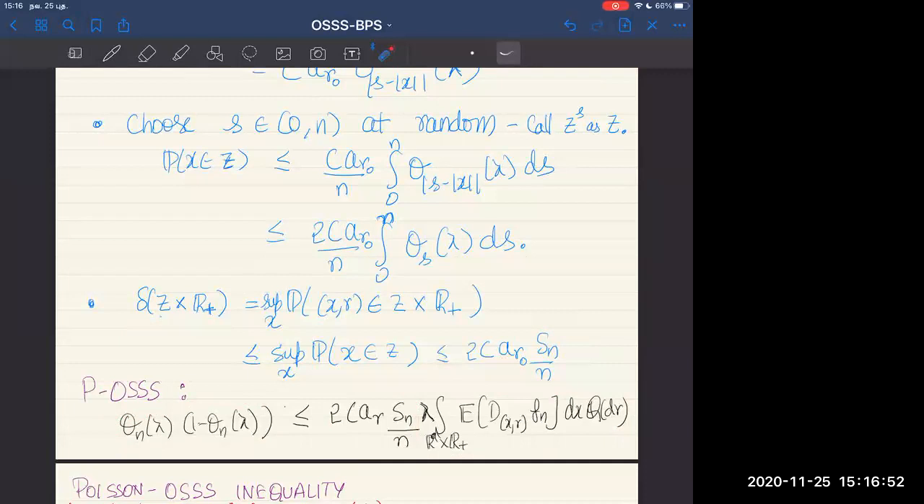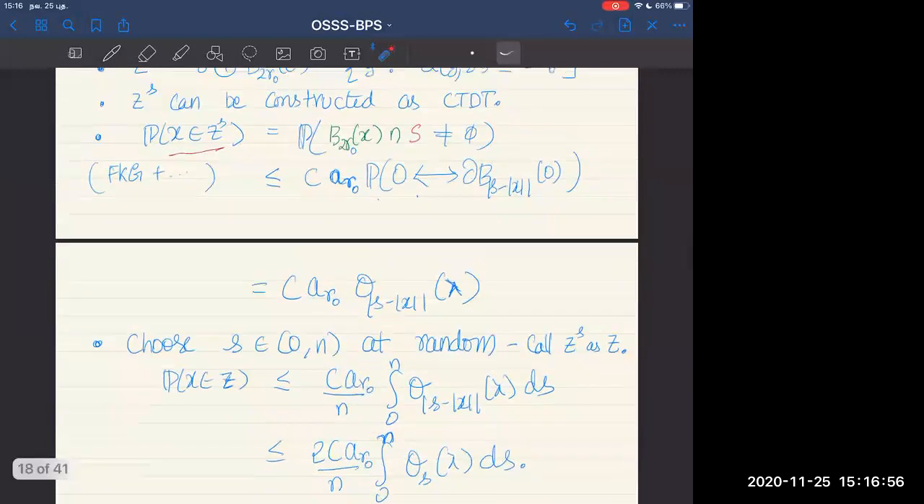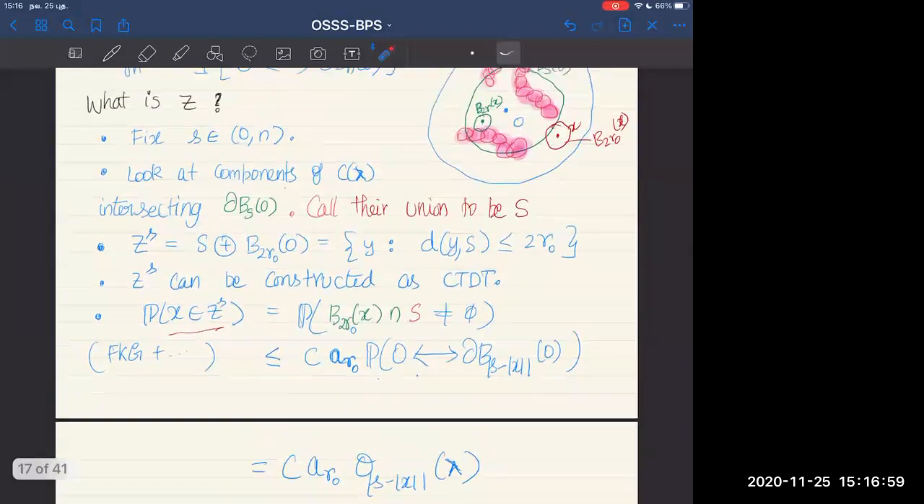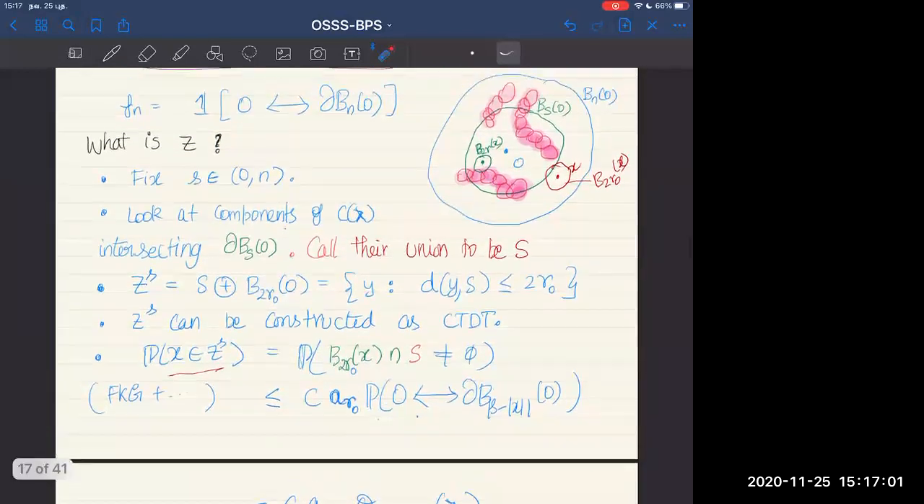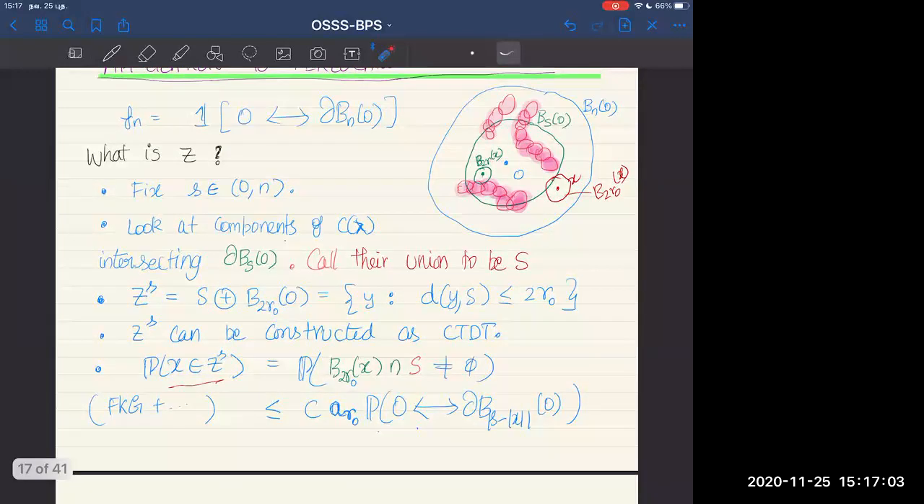Some parts in the algorithm are not clear exactly, but it's not a hard thing to work out. The key point is only this part: you pick a random ball in the middle and look at the components intersecting this random ball.